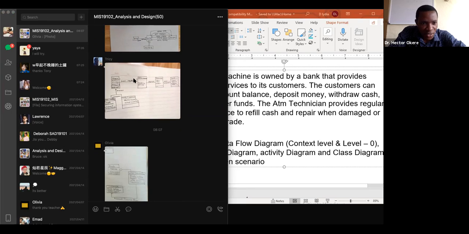Okay, let's look at Tracy's work. Client, okay? Account number, password, bank card, okay? Process. Non-transaction and money transaction. Check balance, change password, deposit money, okay? Send request to ATM, banking service, upgrade, technician, send statement, refill, repair. Okay, so my comments to you.